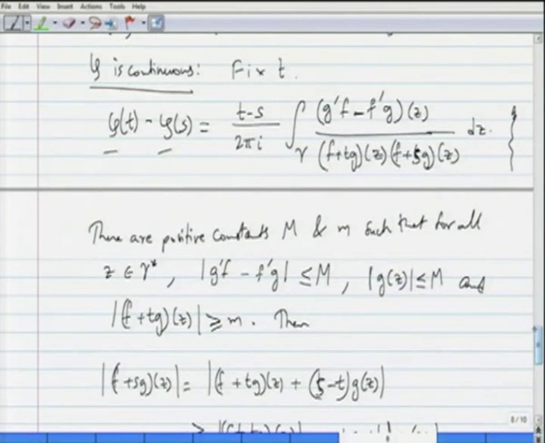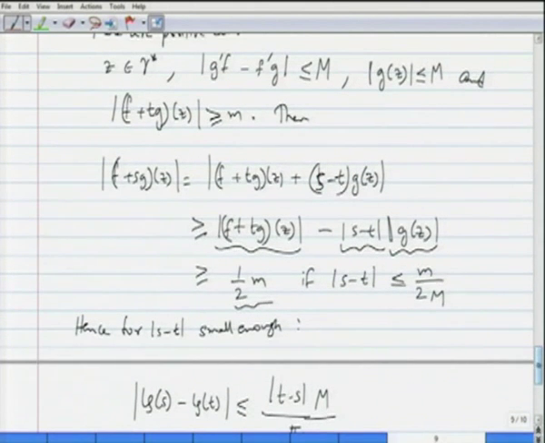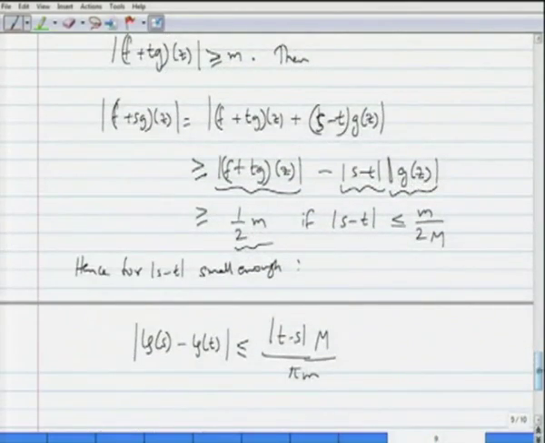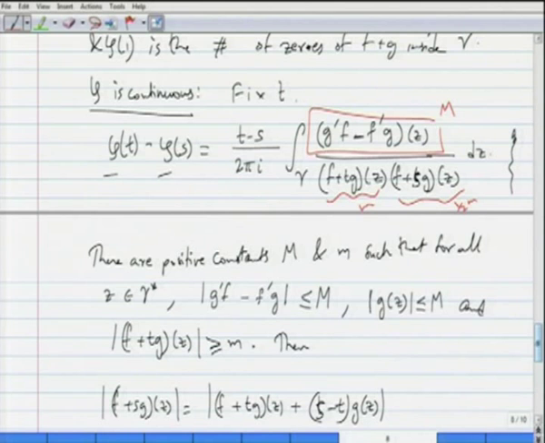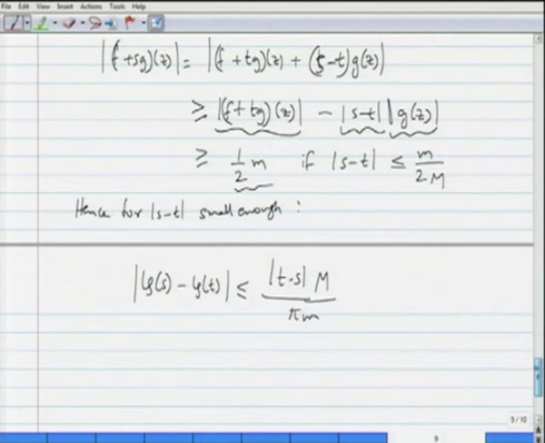Okay. So, g prime f minus f prime g, the numerator, is less than or equal to little m, capital M, sorry. And then in the denominator, we have proved that this is at least little m and this is at least half m. Okay. So, in summary, what we have is that this is less than or equal to the modulus of t minus s by 2 pi times capital M by 2 pi m times half m.